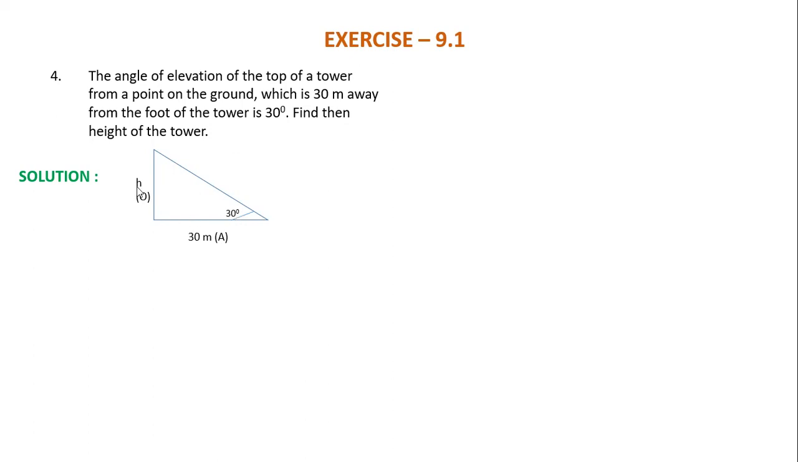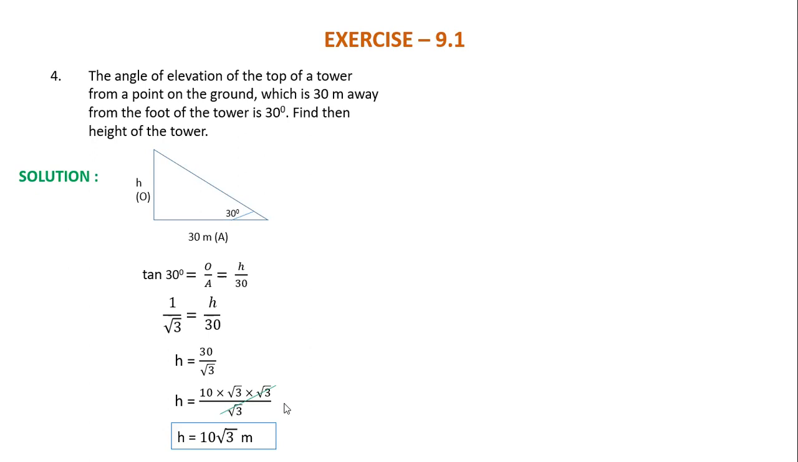If this is the angle, this is the opposite, this is the adjacent, O A. So tan of 30 is O upon A, H upon 30. Tan 30 is 1 upon root 3. So it is 30 upon root 3 is the height of the tower. So you can simplify this. 10 into 3 is 30, and 3 can be written as root 3 into root 3. So if you cancel this, you are left with 10 root 3. So the height of the tower is 10 root 3 meters. Okay.